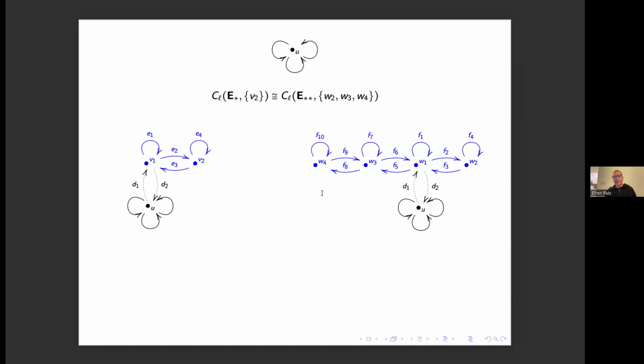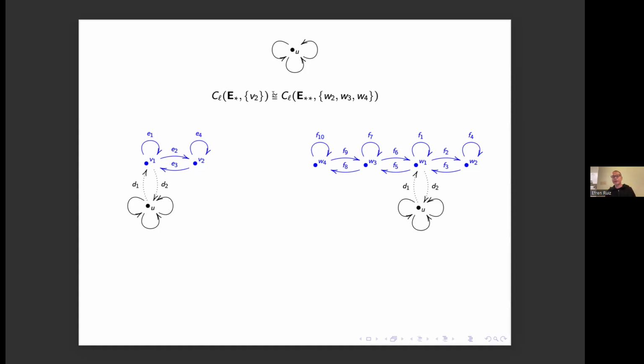And they're going to be generating the same, because remember, this cone path algebra and this cone path algebra are assumed to be the same. So these generators are going to be living in the same thing. These are the same generators. And because of this isomorphism, we can choose D1 and D2 to be living in the same algebra as well. So this is where we use the isomorphism here.